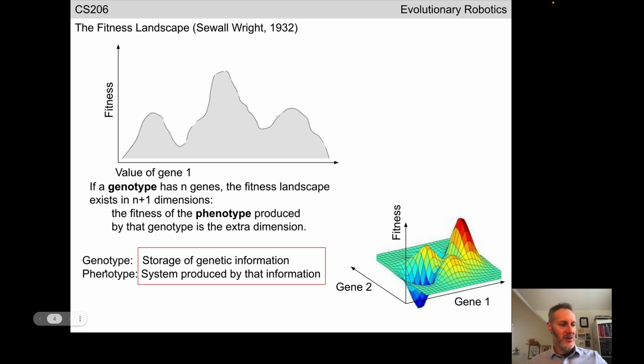We're going to talk in this course about genotypes and phenotypes. The genotype represents the storage of genetic information, the combination or collection of all of these synaptic weights. The phenotype is the thing that's produced by that genotype. In your case, it's going to be a robot and how it moves. A phenotype of an organism is the way that organism looks and the way that it acts. So the organism's form and function.